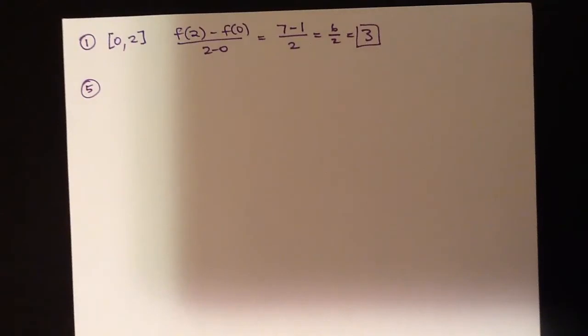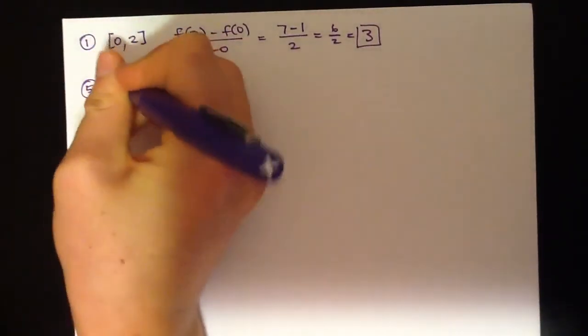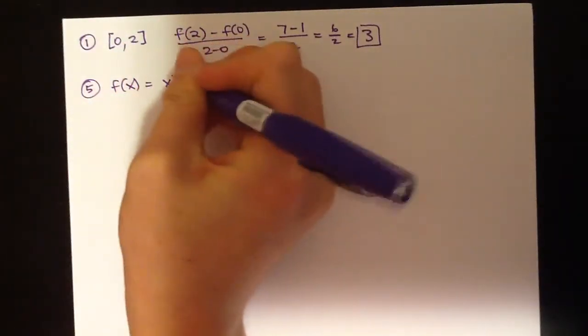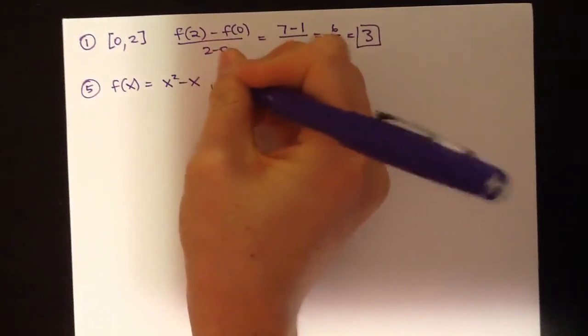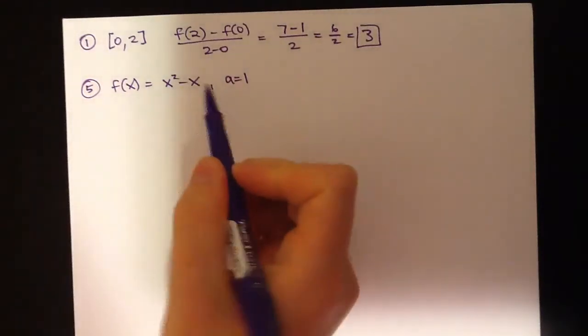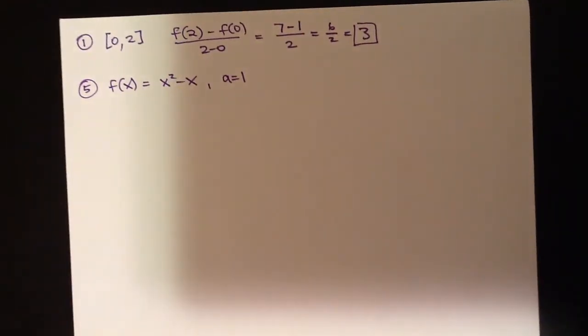Number 5, we are computing f prime of a using the limit definition. So our function is f of x equals x squared minus x, and then the value that we're looking at is at a equals 1. So this is now going to feel super old school because you guys are so used to just being able to use the power rule and throw the 2 out front, and then the derivative of x is 1. But for this, we are going to practice using the limit definition.